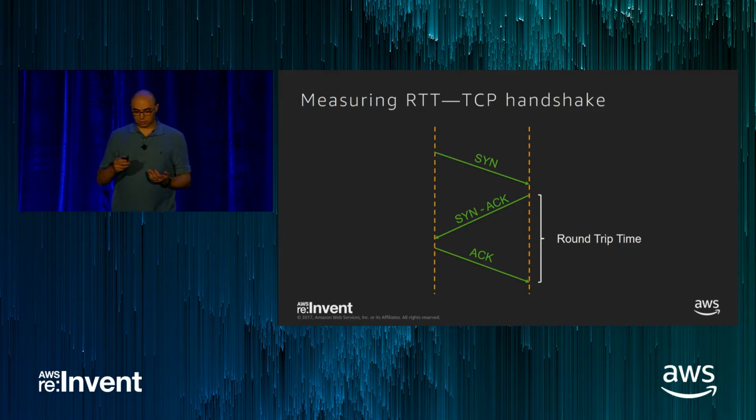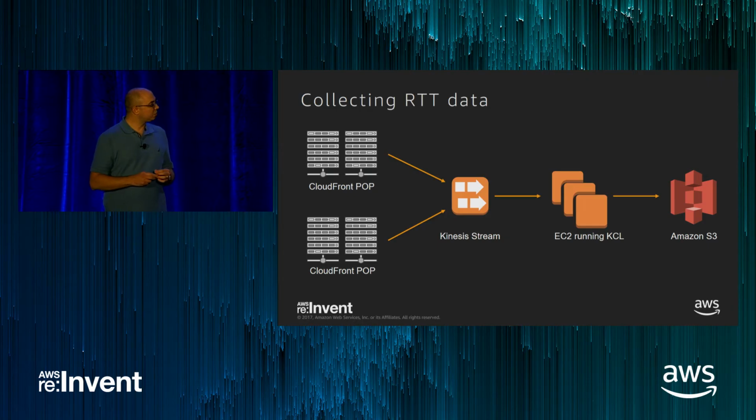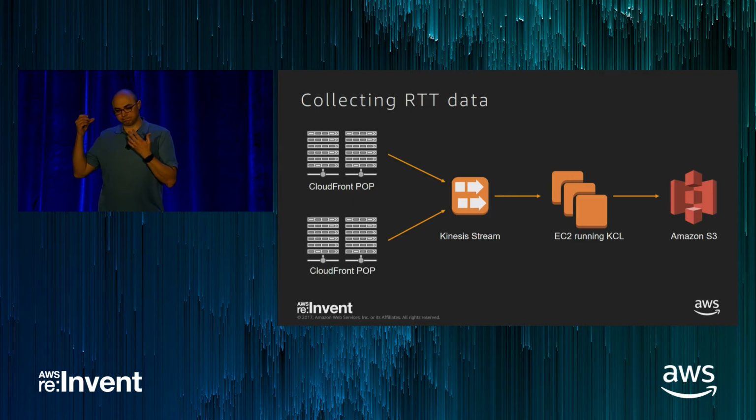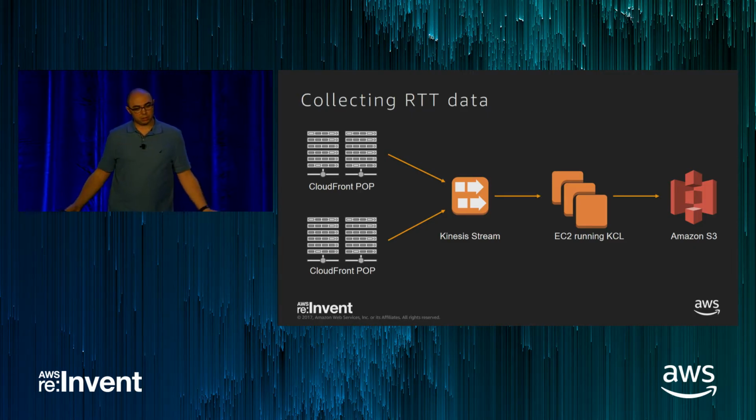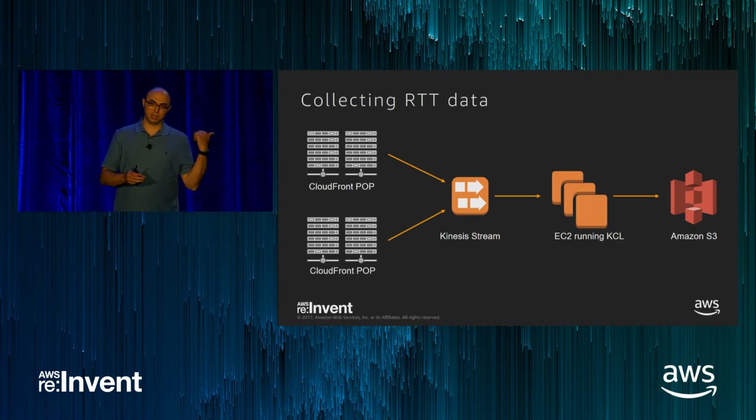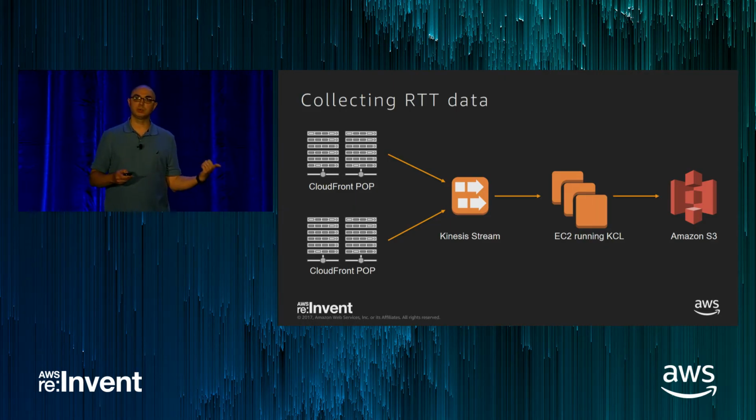What we do with that, we send all of this through Kinesis, to an Amazon Kinesis stream. So hundreds of POPs, hundreds of servers inside every POP, tens of thousands of servers worldwide. We push all this data to Kinesis stream. We use Kinesis consumer library, KCL, in EC2. We aggregate all this data, we push it to S3.